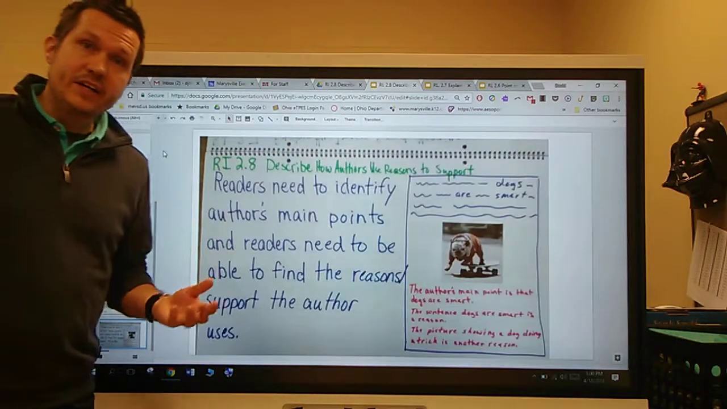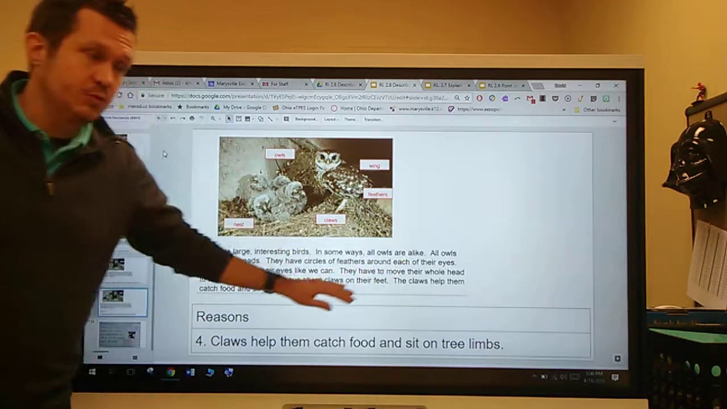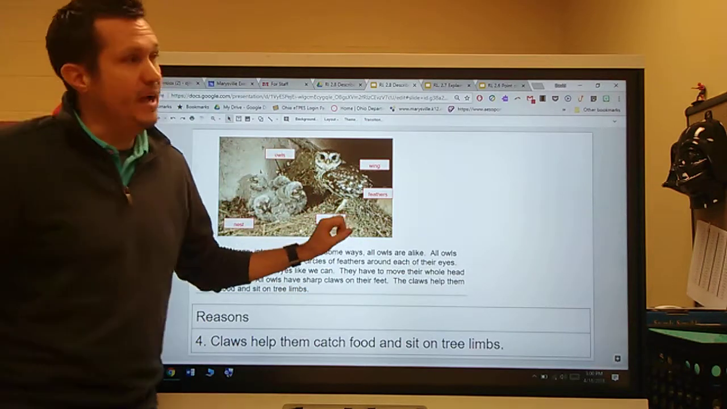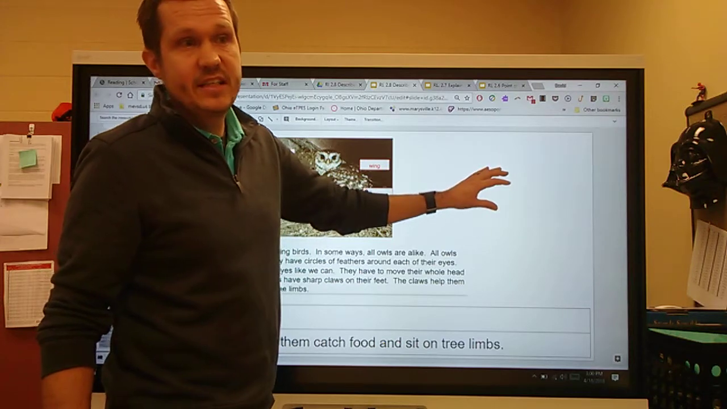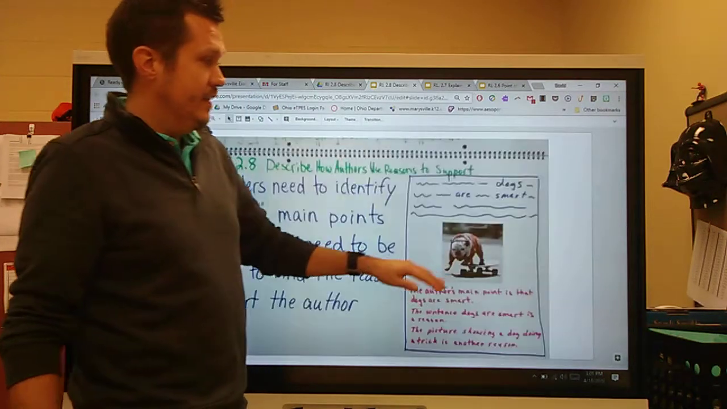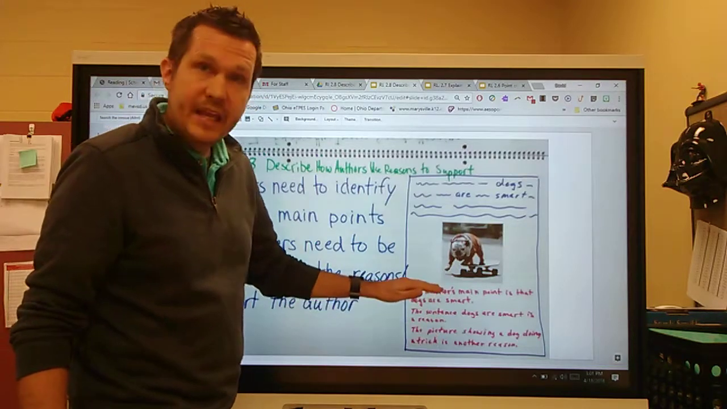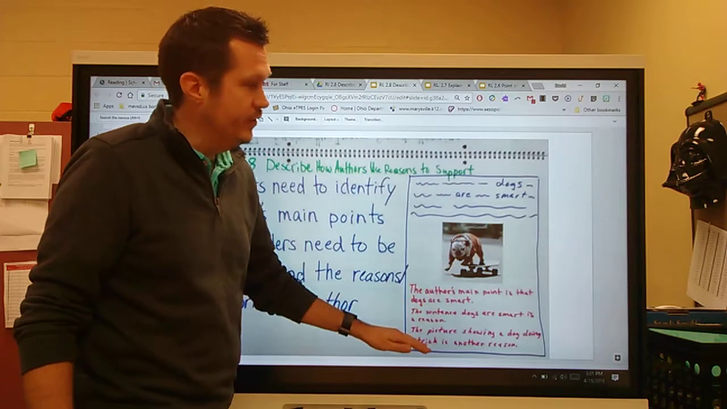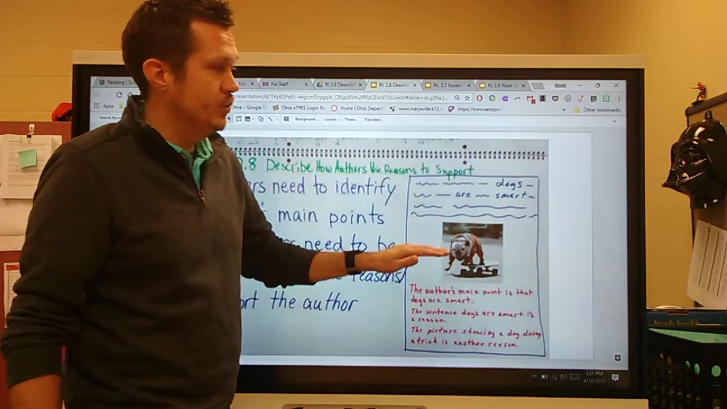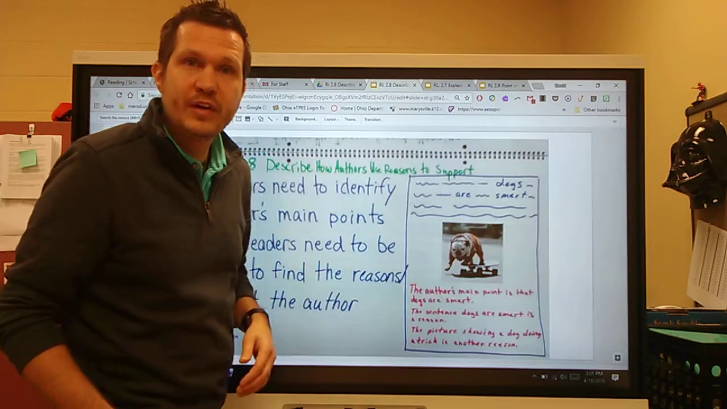So as a reader, what you need to be able to do is to read the visuals and read the words and pick out that main point. What's the main thing the author's trying to teach you? And then give reasons why you feel that way. Was there something in the visual? Was there something in the words? Those are called reasons or support for your answer.